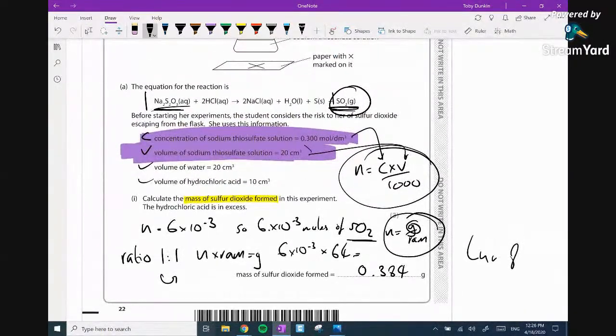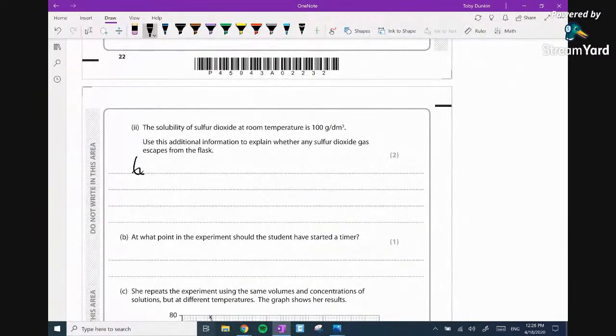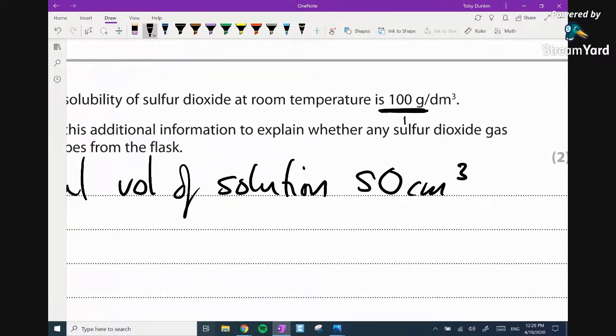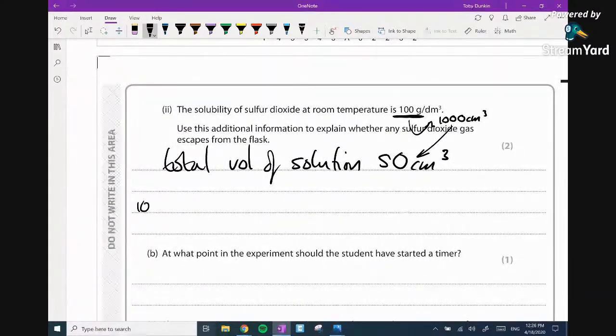So the total volume of liquid is 50. Right, so total volume of solution is 50 centimeters cubed. It says here that 100 grams would dissolve in 1,000 centimeters cubed. We can convert dm cubed to cm cubed. We know this. Right, well, hang on a minute. How do you get from 1,000 down to 50? Just divide 1,000 by 50. 1,000 divided by 50 gives me 20.